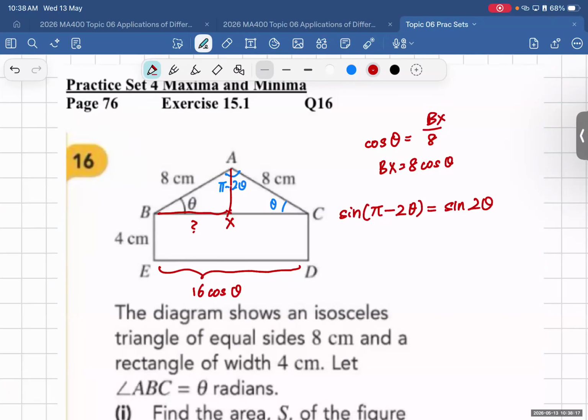So for example, if you have a question cos 2 theta, okay. Very good. 1 minus 2 sine square.